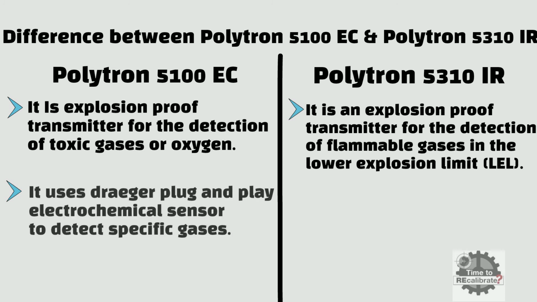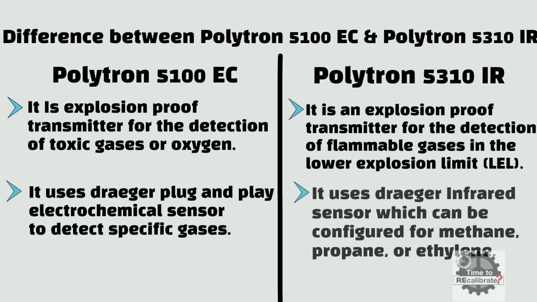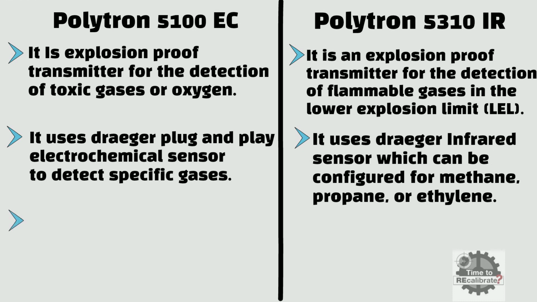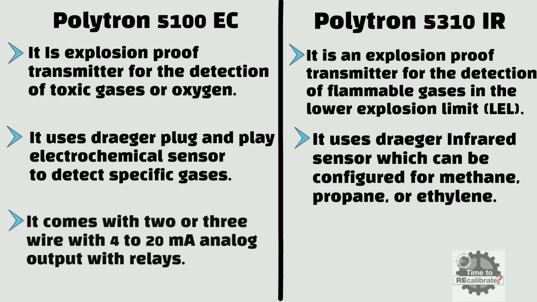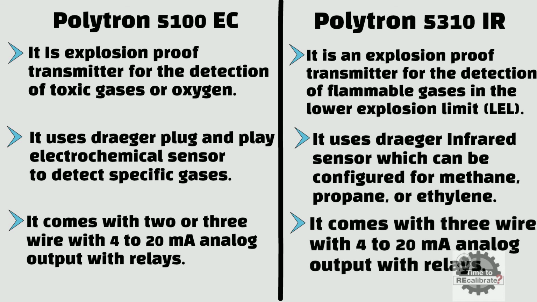5100EC uses a plug-and-play electrochemical sensor to detect specific gases. Whereas Polytron 5310 uses a Draeger infrared or IR sensor, which can be configured for methane, propane, or ethylene. Polytron 5100EC comes with 2 or 3 wire with 4 to 20 milliamps analog output with relays. Whereas Polytron 5310 comes with 3 wire with 4 to 20 milliamps analog output with relays.